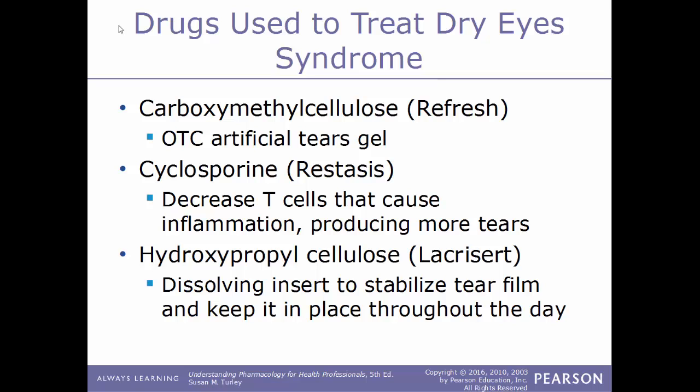Another example of a drug that could be used to treat dry eyes is cyclosporine, which is sold under the name Restasis. And this works by decreasing the T cells that cause inflammation, which will end up producing more tears. And another example of a drug is hydroxypropyl cellulose, which is sold under the name Lacrisert. And this is a dissolving insert that helps to stabilize the tear film within the eye and keep it in place throughout the day.